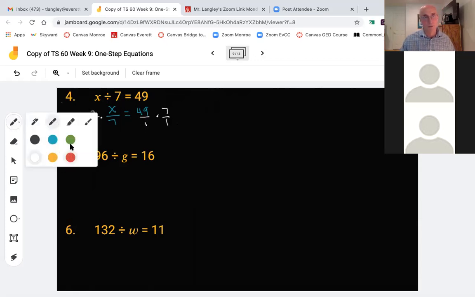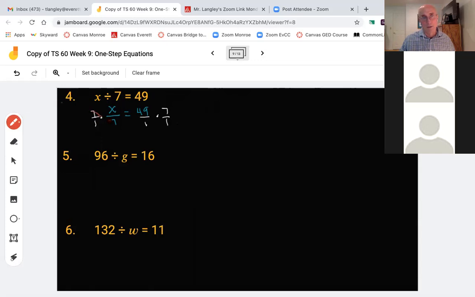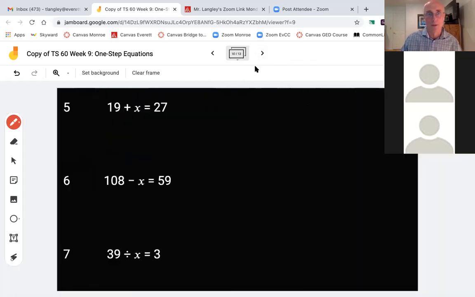So I'll just choose red here. Cancels out the 7s, and that leaves me x equals, all clear, 49 times 7 is 343. 343. Okay, I think I've done enough to give you the general idea here, okay? Let me see what else I have, though. I want to make sure I cover all my concepts.